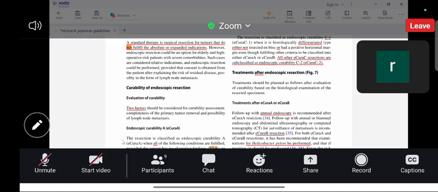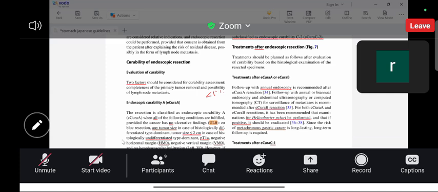That has 3 classes: endoscopic curability A, B, and C. For evaluation of curability, 2 factors should be considered: completeness of the primary tumor removal and possibility of lymph node mets. So for endoscopic resection, as we all know, if the risk is less than 1%, then only it is indicated.